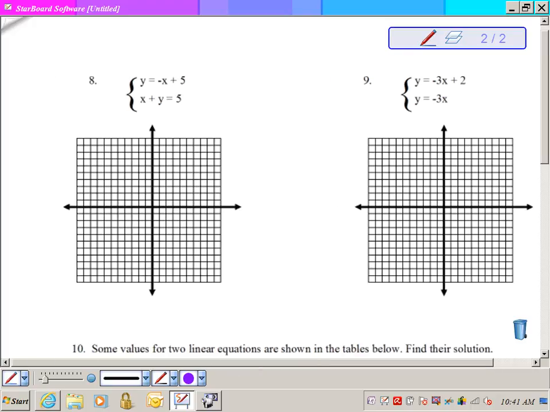Number 8. First part's done. What's the slope? What's the y-intercept? 5. So go up to 5. 1, 2, 3, 4, 5. Slope is negative 1, so what do I do? Good.